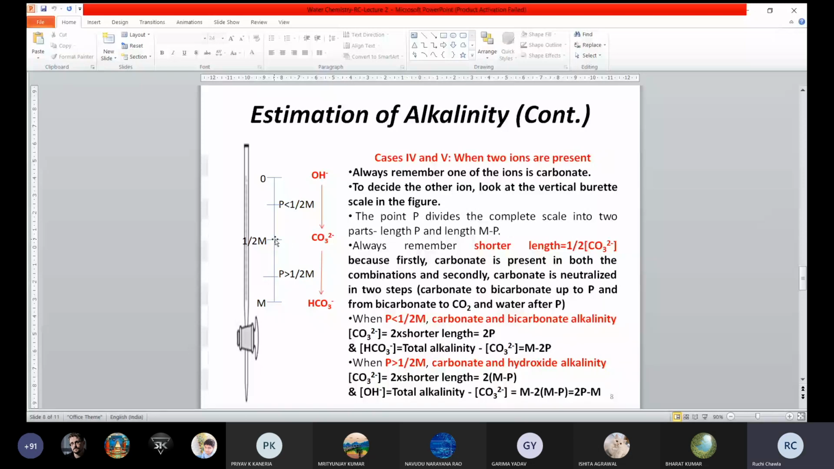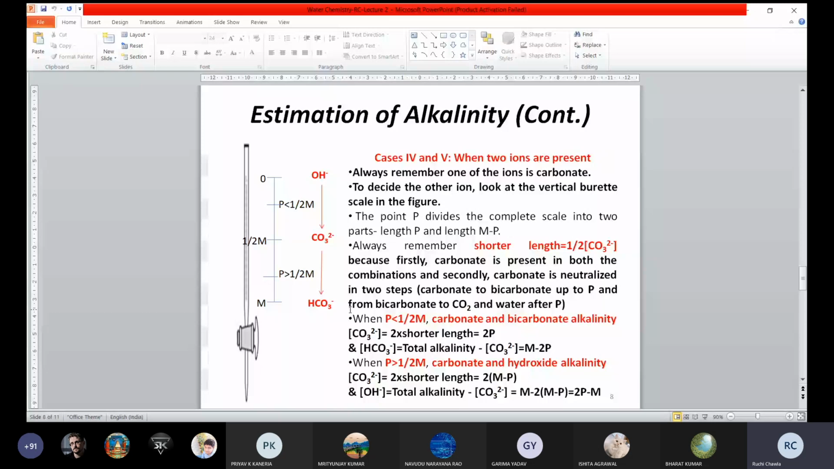Now, one more thing. I told you to remember the sequence of the 3 ions as well. So I said initially it is the hydroxide ions which are neutralized, then it is the carbonate ions which are neutralized, and finally it is the bicarbonate ions. The sequence of the 3 reactions: first it is hydroxide, carbonate, and then bicarbonate.